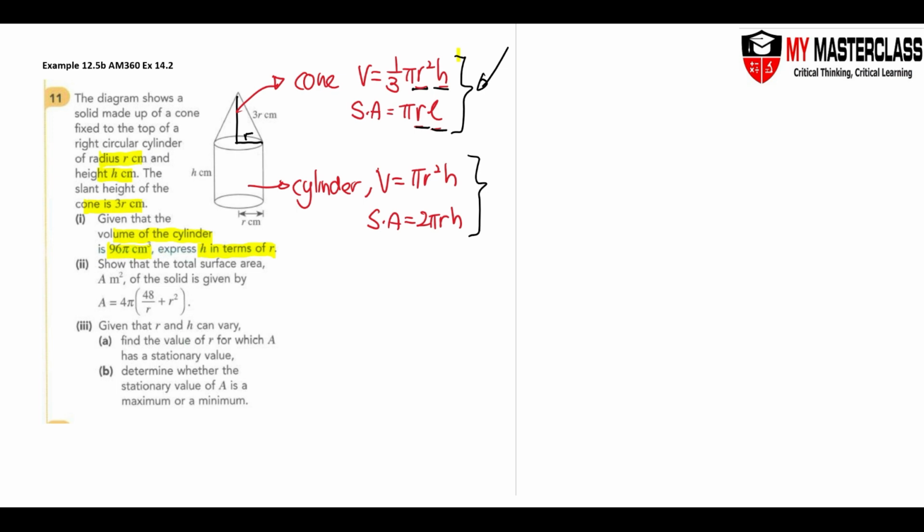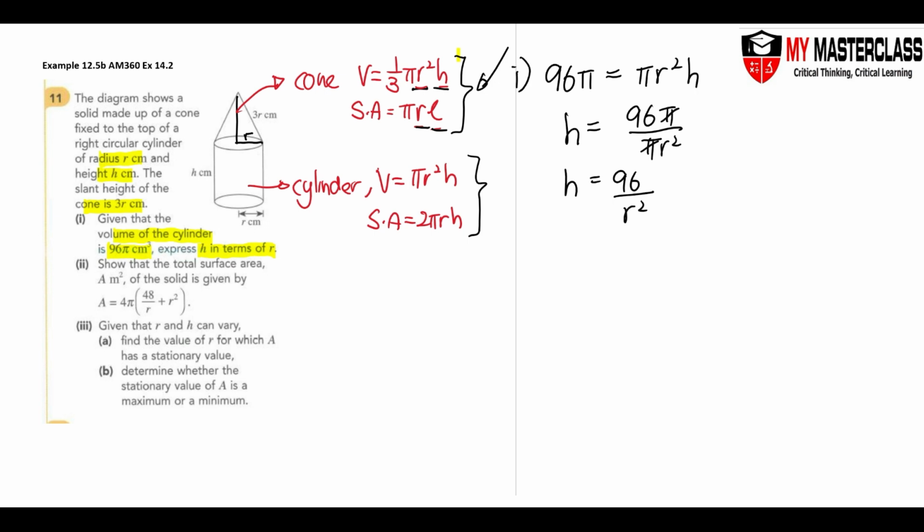First, I need to say that 96π, which is my volume of the cylinder, is equal to πr²h. H in terms of R means I make H the subject. H is equal to 96π over πr². Cancel and cancel. That's how I get 96 over r². So that is the expression for H, in part 1.